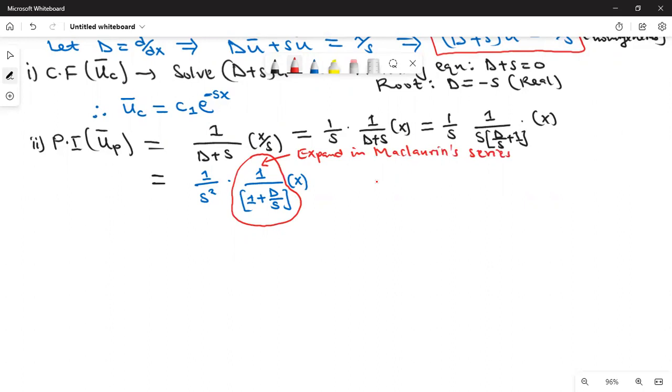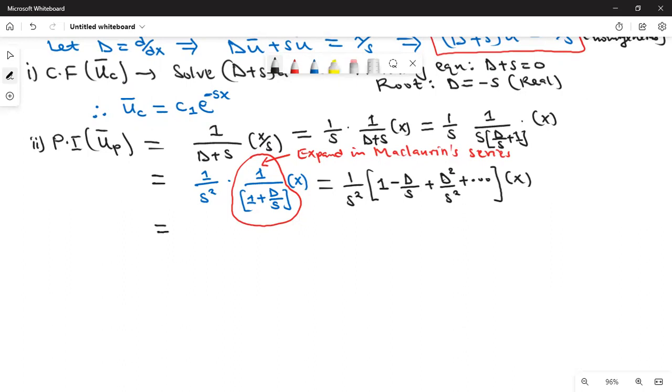When you expand, you're going to get 1 over s squared. That expansion will give us 1 minus D over s plus D squared over s squared plus so many other terms up to infinity. This will operate on x. Remember now the D in the numerator stands for derivative. When the D is in the denominator it is an integral operator. If it is in the numerator, it is a differential operator.